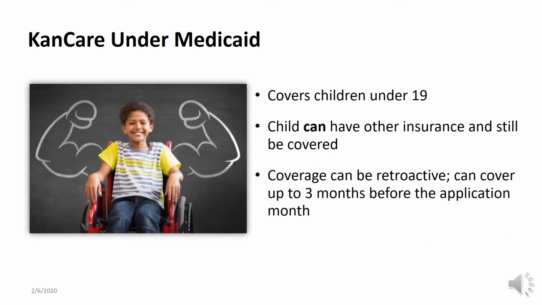KanCare under the Medicaid program. It covers children under 19. Again, you'll age out on the month of your 19th birthday. The child can have other insurance and still be covered by KanCare under Medicaid. Coverage could also be retroactive with this program, which is not true for the other child's program. It can cover up to 3 months before the month of application.